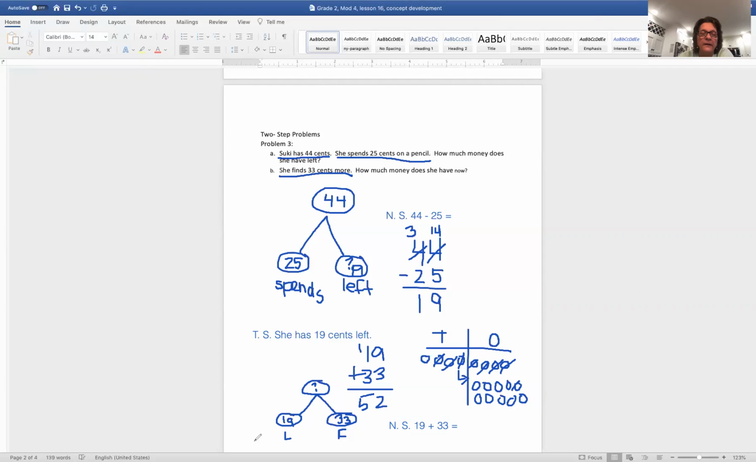And then we just have to write our TS down here. How much money does she have now? TS. Oops. Sorry about that. She has $0.52 now.